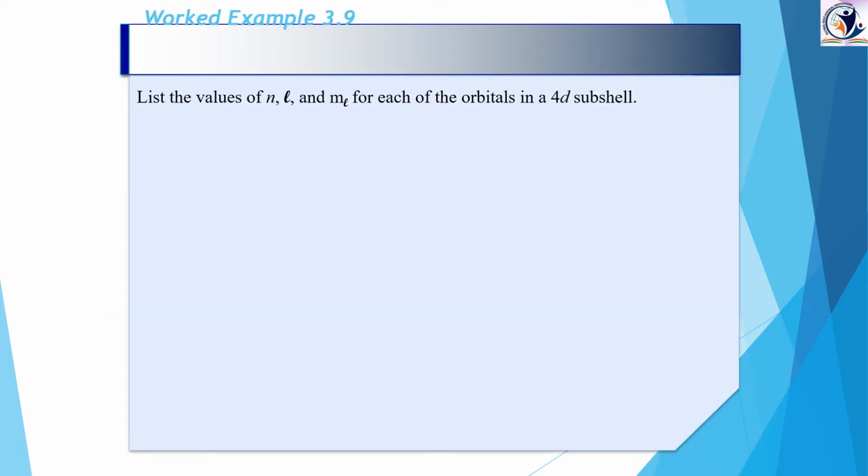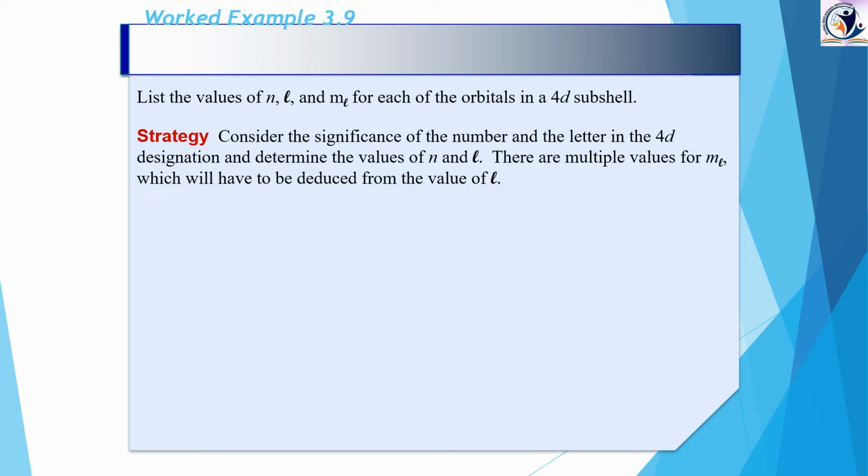Now let's see a worked example. List the values of n, L, ml for each orbital in a 4d shell. In the 4d shell, how many orbitals will be there, children? 5 orbitals, am I right? d has 5 orientations. We have to write down the values of all those. Let us see what strategy we have to follow.